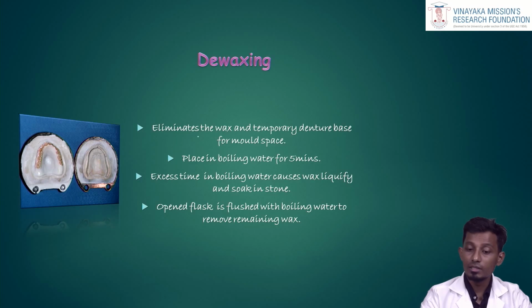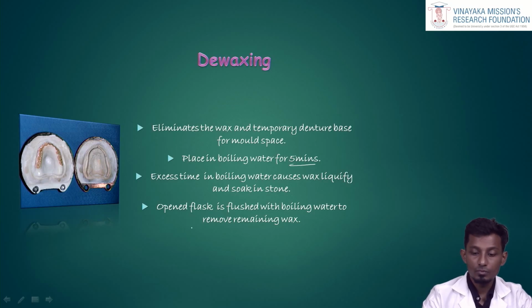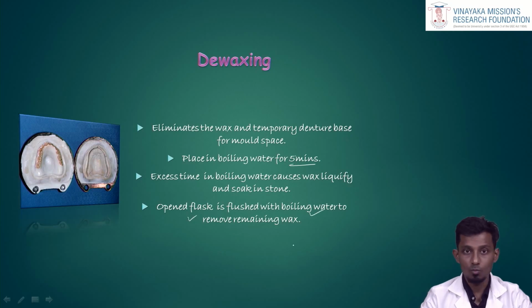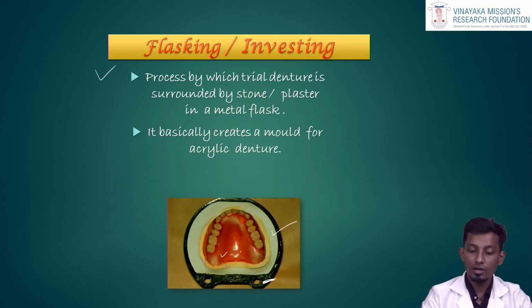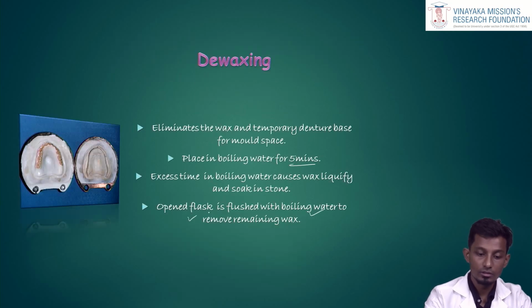Dewaxing eliminates the wax and temporary denture base for the mold space. What is done is it is placed in boiling water for 5 minutes, and the excess time in boiling water causes the wax to liquefy and soak into the stone. Once the wax is liquefied, the flask is opened and flushed with boiling water to remove the remaining wax. Now when it was flasked or invested, you can see the wax here in all these places except the teeth, and it is now flushed out completely here.